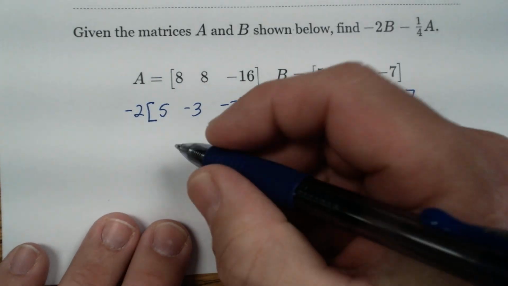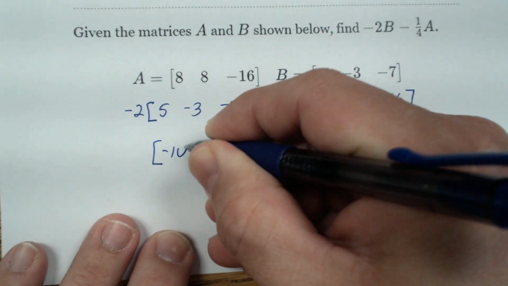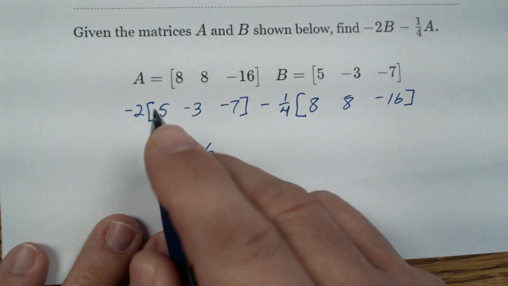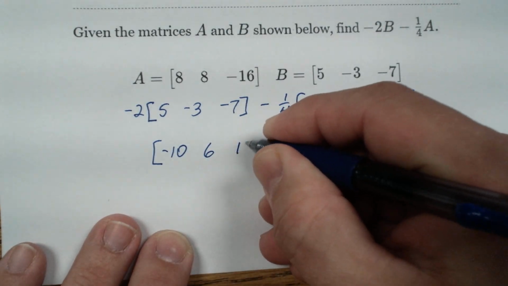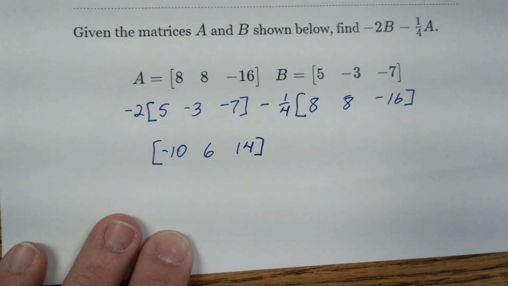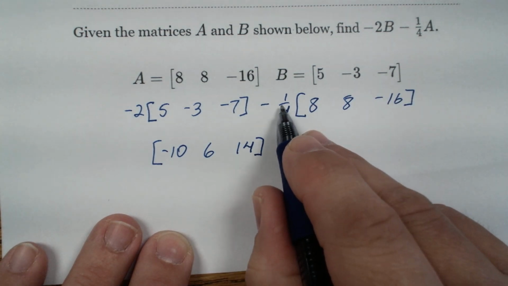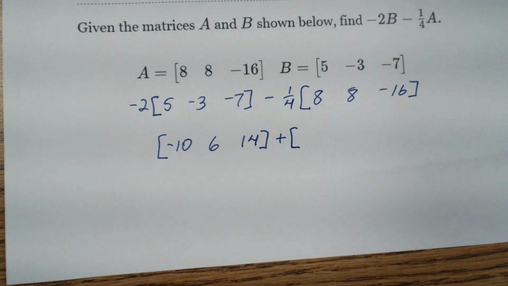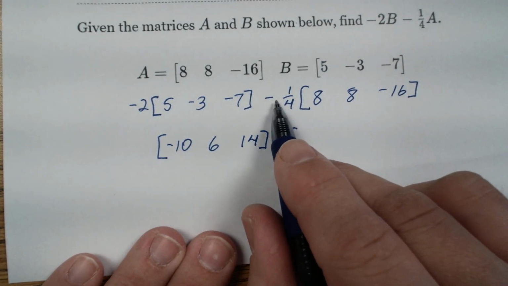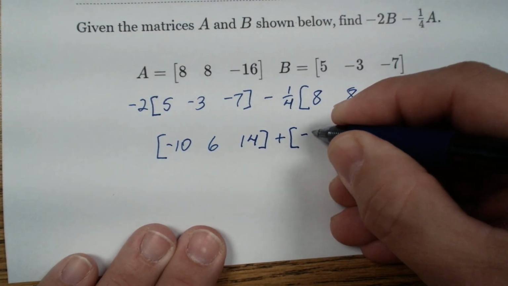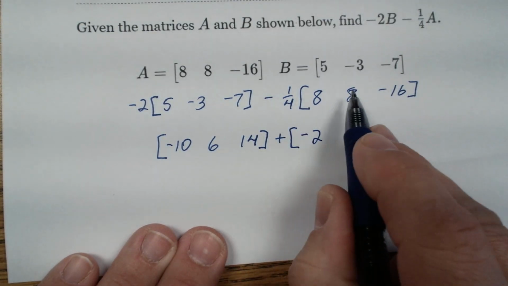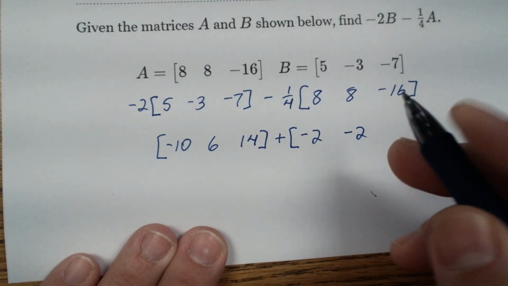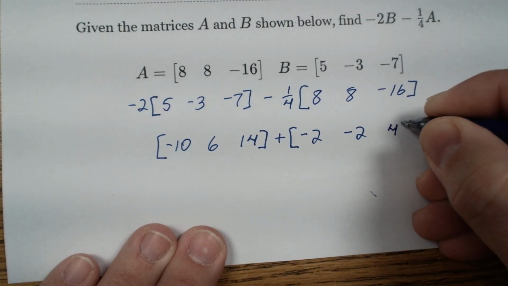So -2 times 5 is -10. -2 times -3 is +6. -2 times -7 is +14. And here, I'll actually go ahead and distribute -1/4, and that would leave me with addition. Personal preference on doing that. So -1/4 times 8 would be -2. -1/4 times +8 is again -2. And -1/4 times -16 is +4.